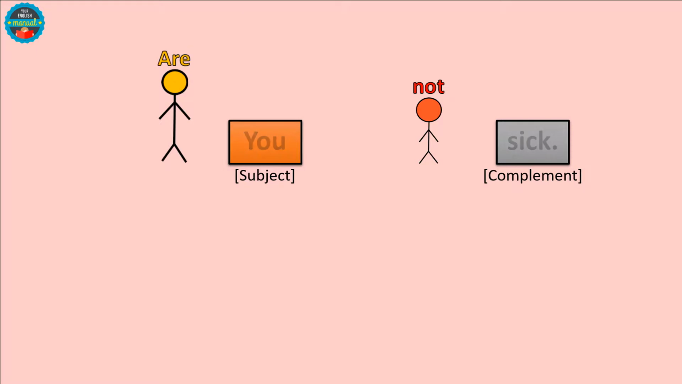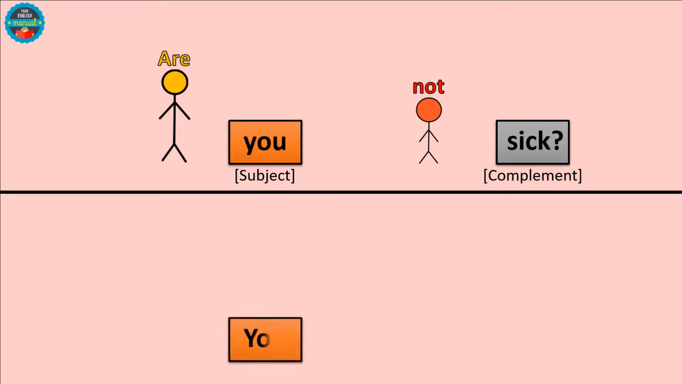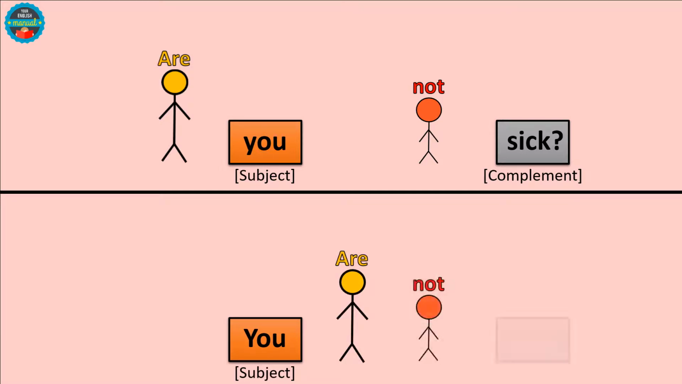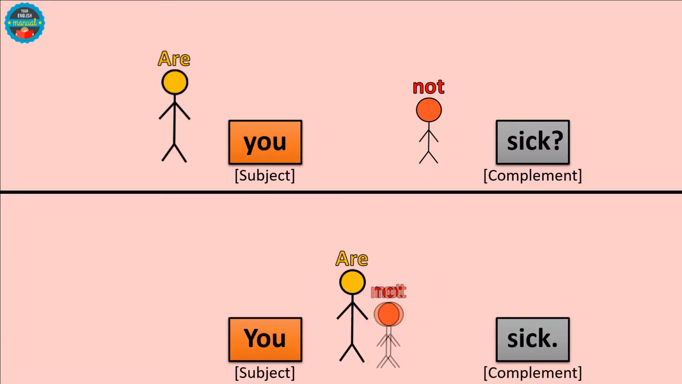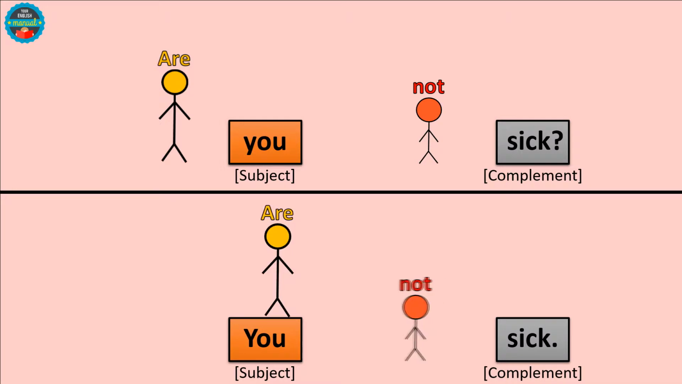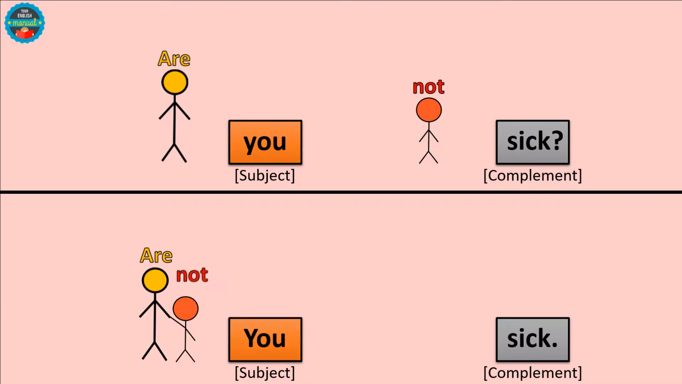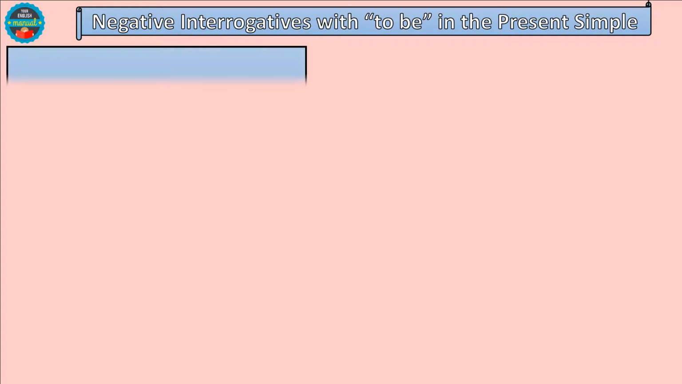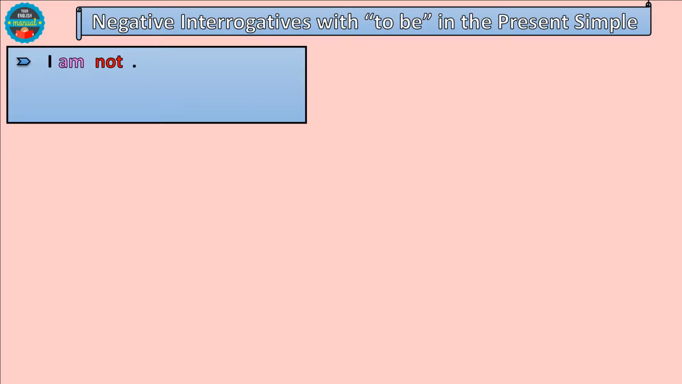Either the to be goes to the beginning alone and leaves not where it is, or both of them go hand in hand to the beginning, contracted. Want to see how it will be? Let's start slowly with I am not.